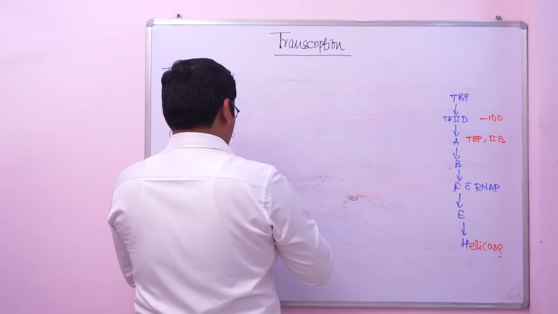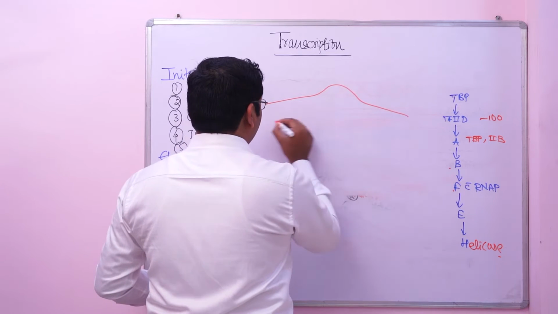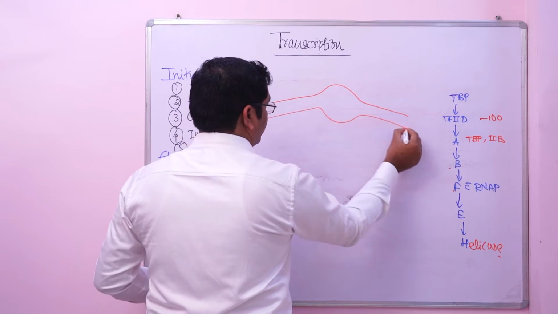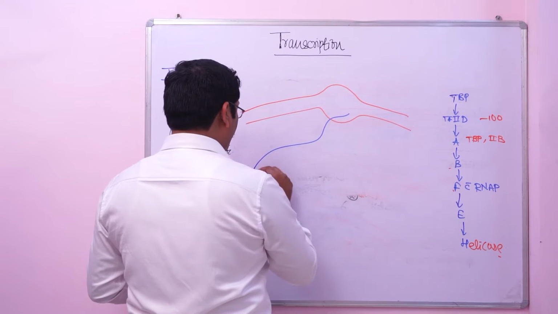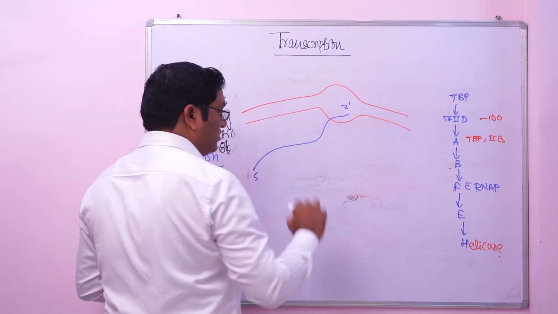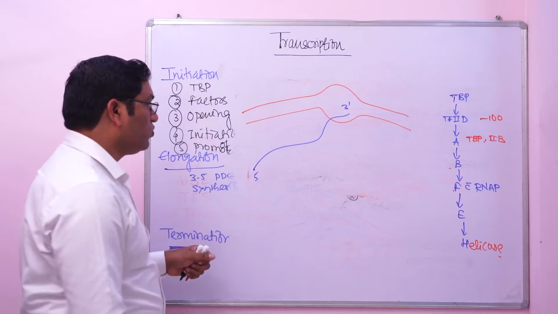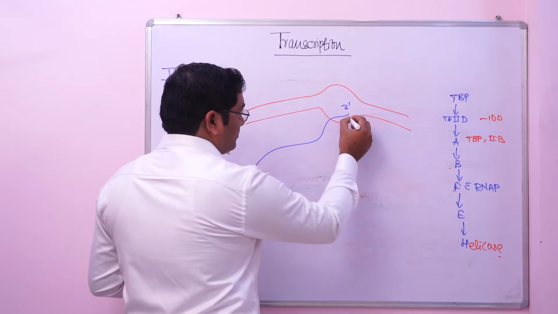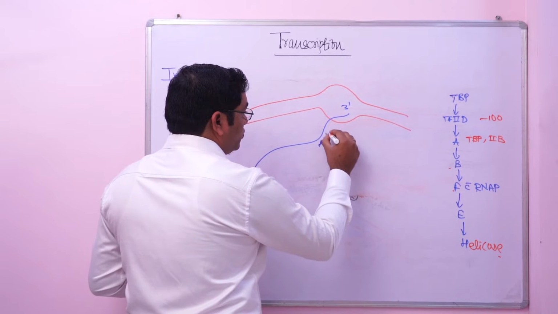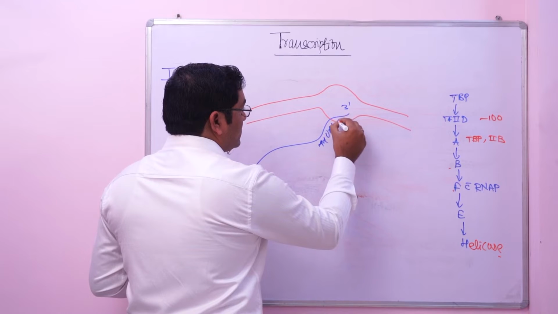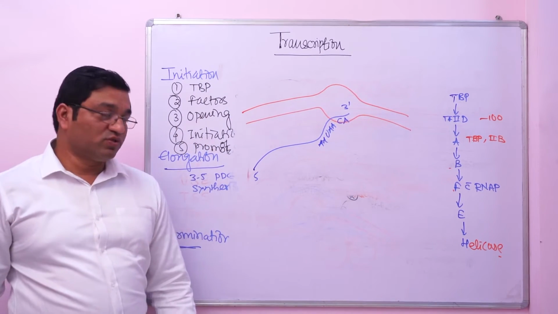So this is DNA. This is newly synthesized RNA. It is in 5' to 3' direction. There are some signals in the newly synthesized RNA molecule. It is mainly the AAUAAA and CA. These are the signals for the termination of transcription process.